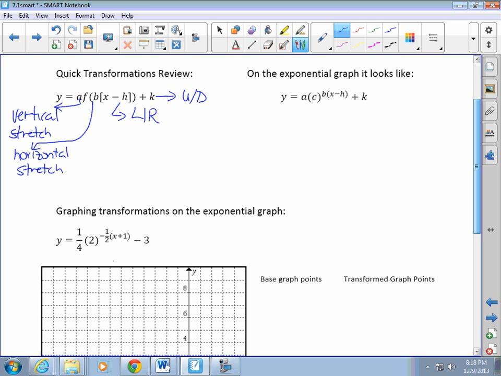So on the exponential graph, it's not a lot different. Your a value is still going to be your vertical stretch factor. Your b value is still going to be your horizontal stretch factor. Your h value is going to be what's in that exponent, and that's going to be your horizontal translation left or right, and then your k is going to be what's added or subtracted, and that's going to give you your up or down.